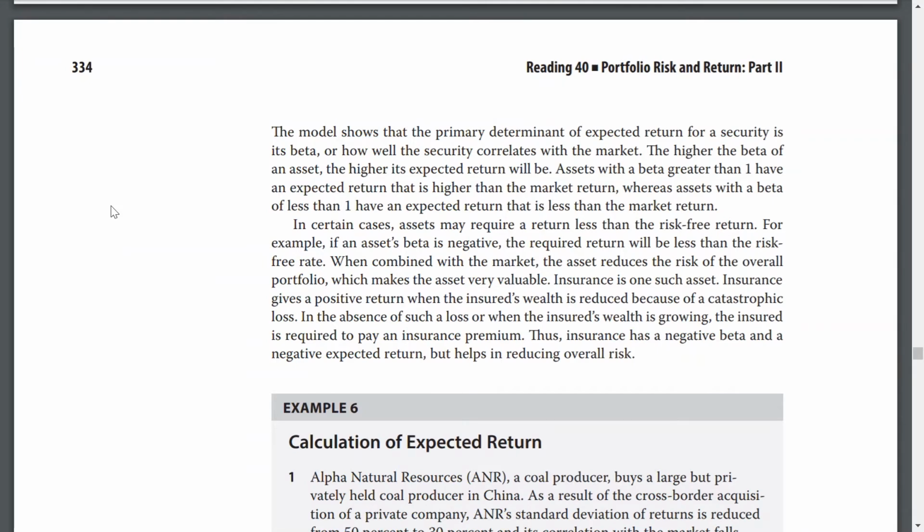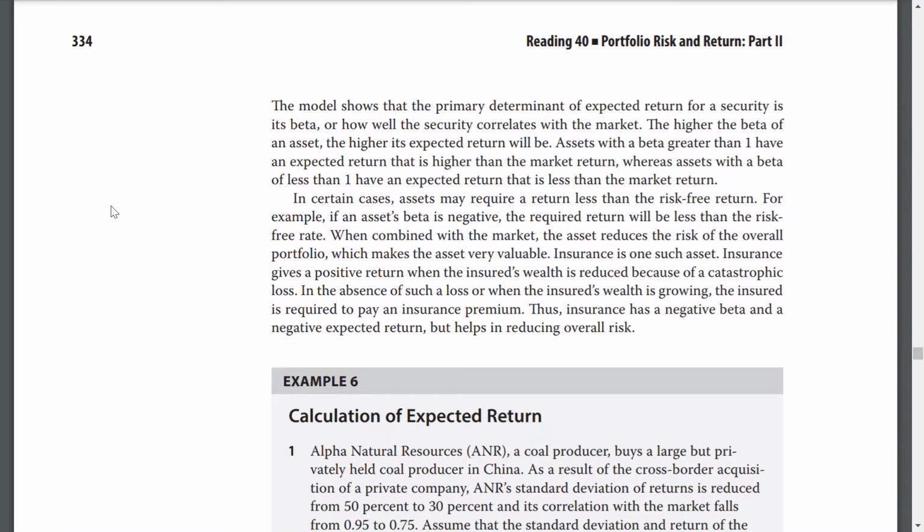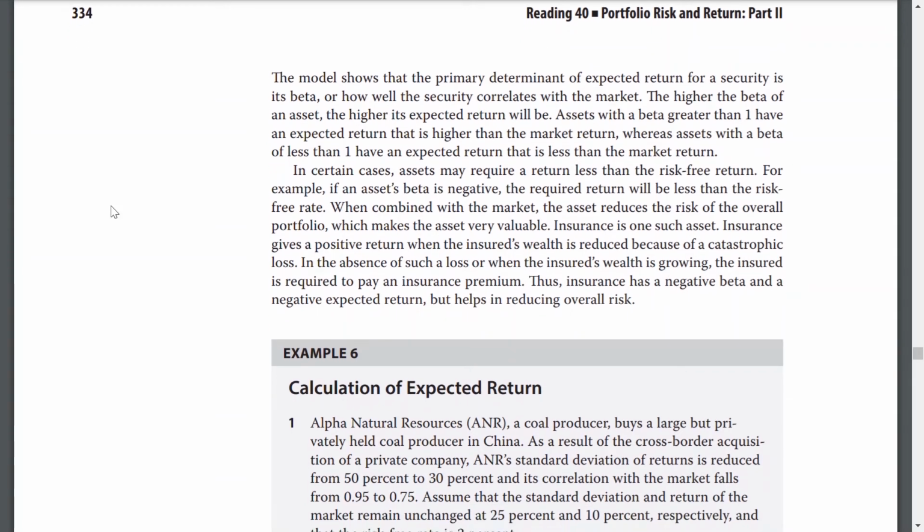The higher the beta of an asset, the higher its expected return will be. Assets with a beta greater than 1 have an expected return that is higher than the market return, whereas assets with a beta less than 1 have an expected return that is less than the market return.